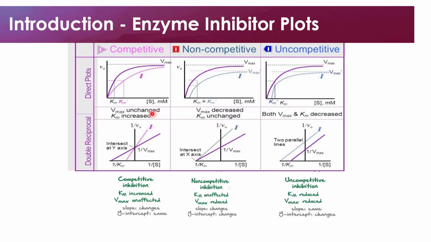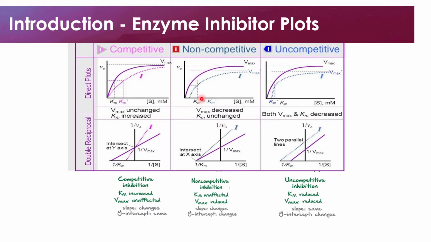If we look at the same inhibition for the double reciprocal plots, we can also see that there's an increase in the Km value, as shown here. The V maximum is unaffected, that means the V maximum remains the same. There is also a change in the slope, while the y-intercept for the reactions with and without the inhibitor remains the same, as shown here.